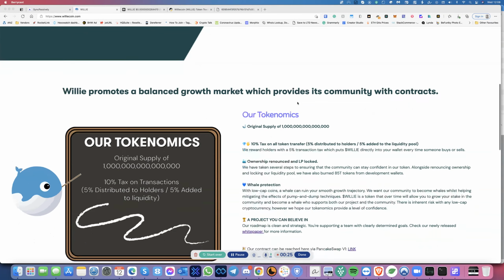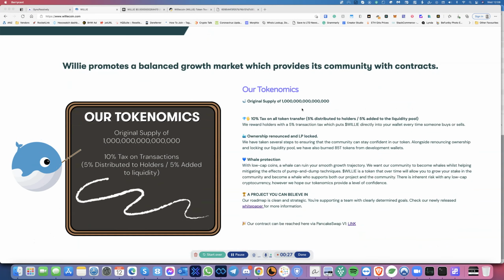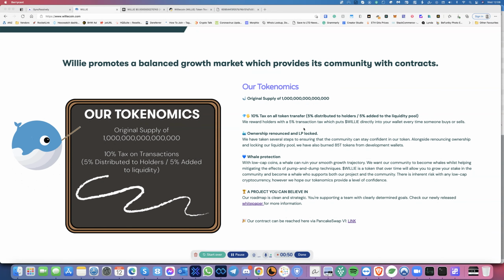So basically, their tokenomics is they've got a quadrillion supply tokens, 10% tax on all token transfers. So 5% is distributed to investors, the holders. 5% is added to the liquidity pool. So the transaction tax puts Willie directly into your wallet every time someone buys or sells. Which is pretty much the standard these days. There's some that do 3, 5, even 10, but 5 is pretty much common.